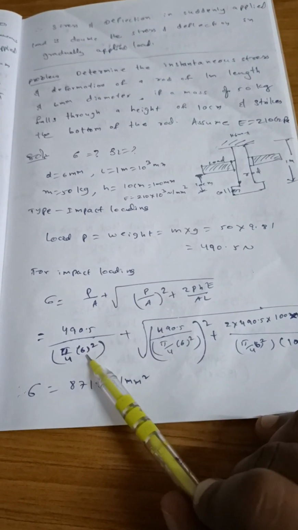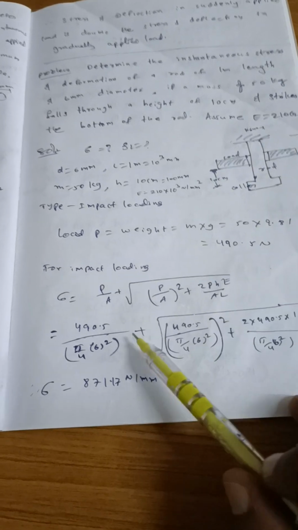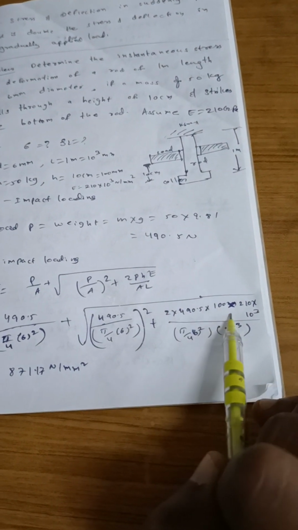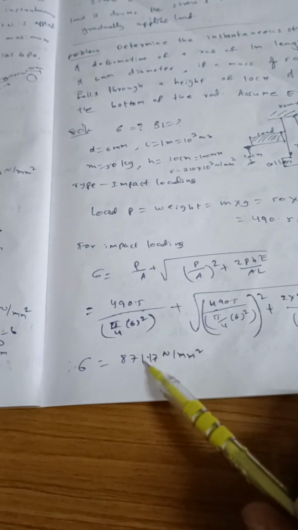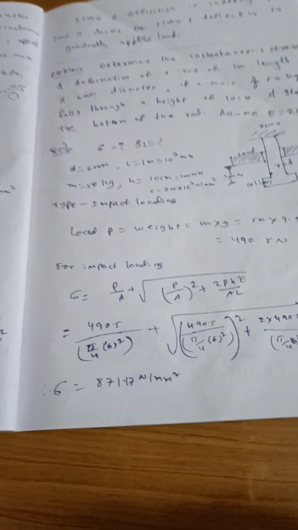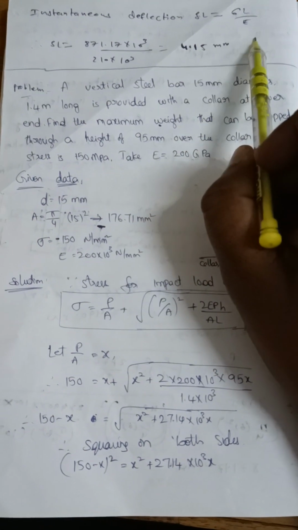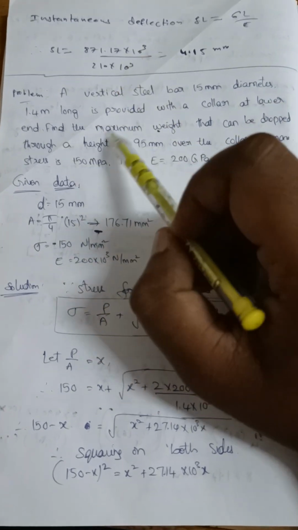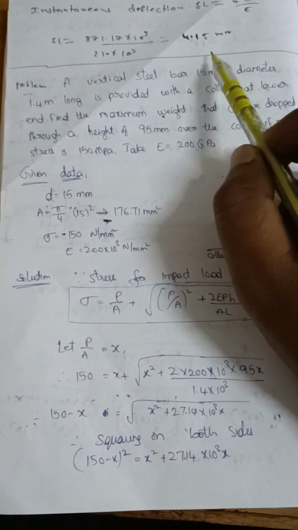Here we substitute the P value. Area is pi by 4 into 6 square, since it is 6 mm. P we already calculated, H is 100, and E and A into L. If we solve this, we'll get 1.17 Newton per mm square. And instantaneous deflection delta L equal to sigma L by E. So we'll get delta L as 4.15 mm.